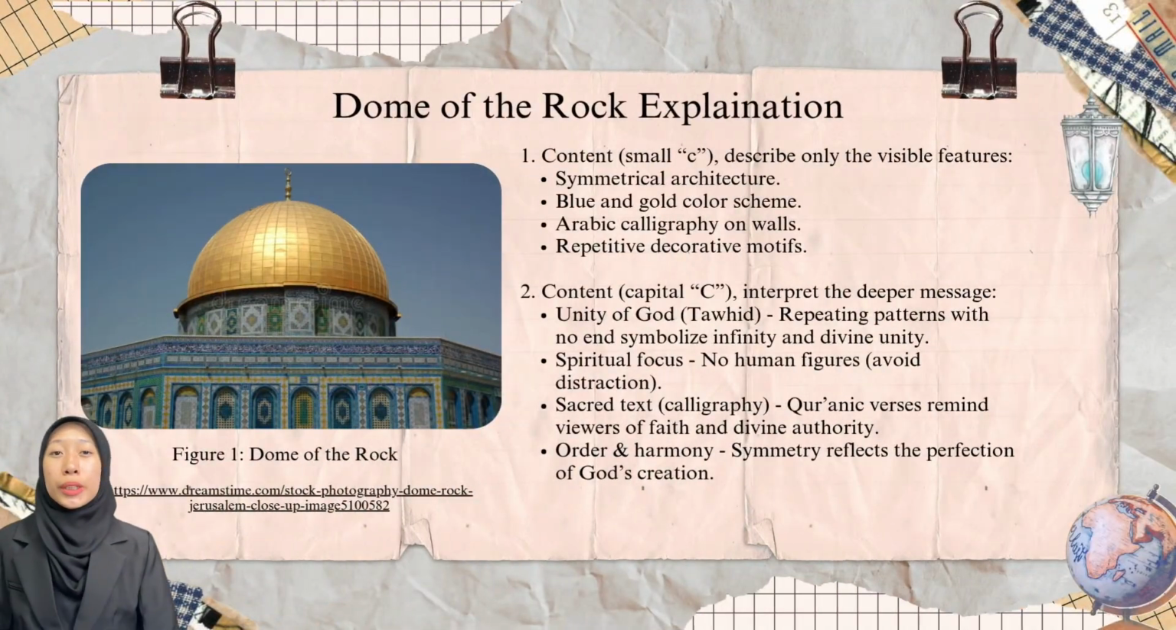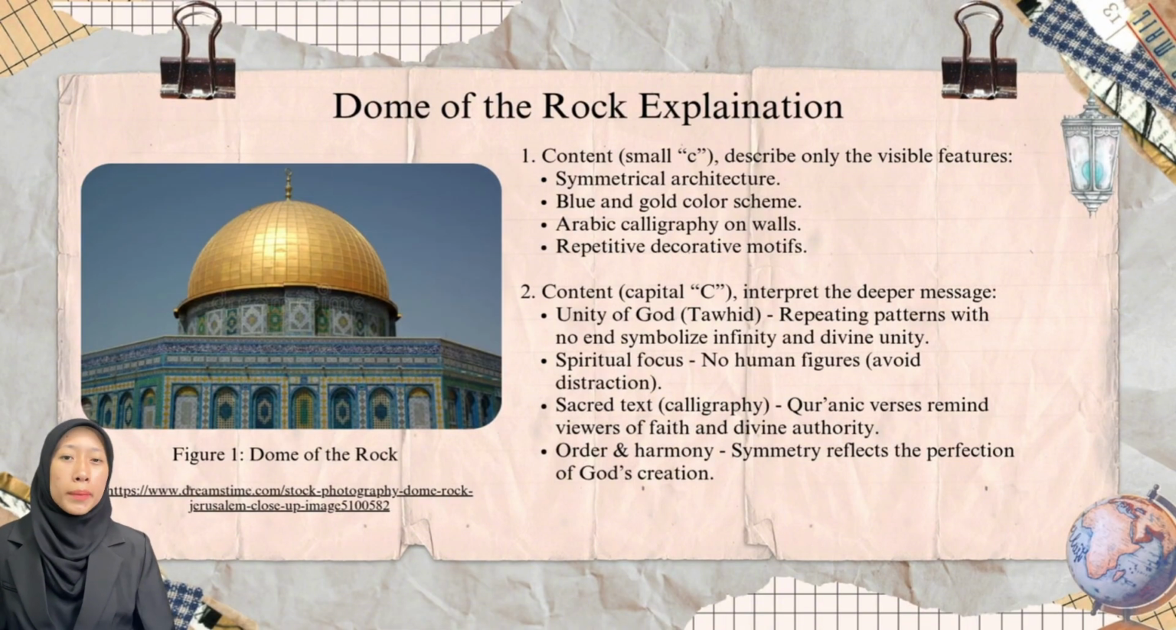For this slide, it shows the Dome of the Rock explanation with content. Content small c describes only the visible picture: symmetrical architecture, blue and gold color scheme, Arabic calligraphy on the walls, and repetitive decorative motifs. And content with capital C interprets the deeper message of the Dome of the Rock, which is the unity of God in Tawhid, with repeating patterns with no end symbolizing infinity and divine unity.